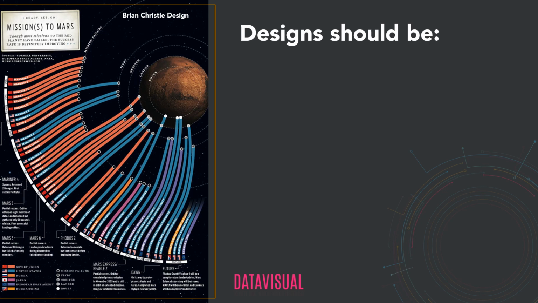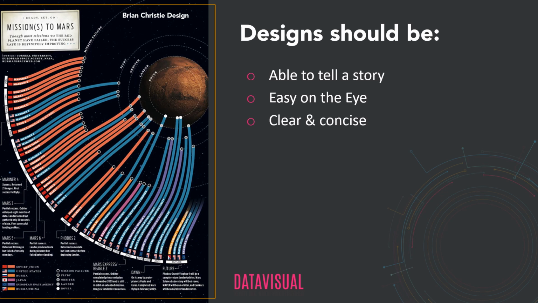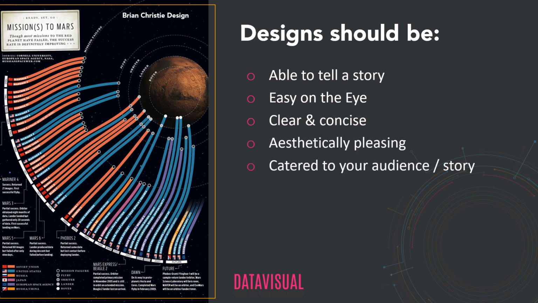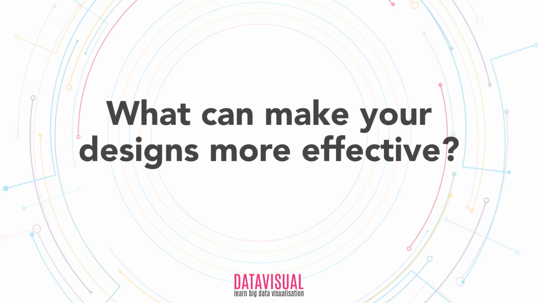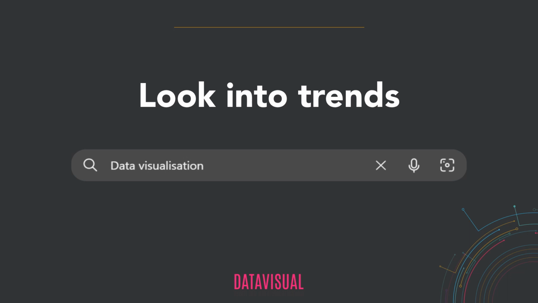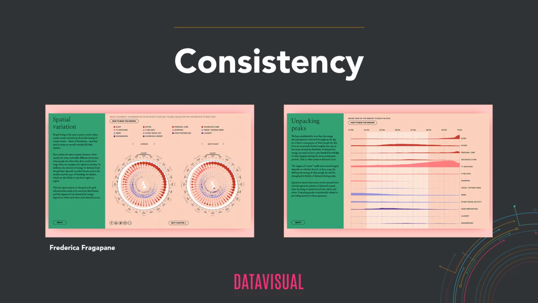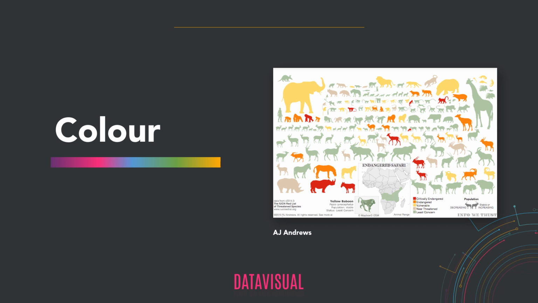When you plan on creating graphics for data visualization, it's important to keep in mind that the designs should be able to tell a story, are easy on the eye, clear and concise, aesthetically pleasing, and cater to your audience or your story. So what can make your designs more effective? It can be helpful to look into trends and gain inspiration. If your charts focus all on the same topic, keep each one of your designs consistent with the next. Utilize color. Color has a lot of psychological effects on people and can convey our information more clearly. You can use color to highlight specific information and stick to a pleasing color palette.